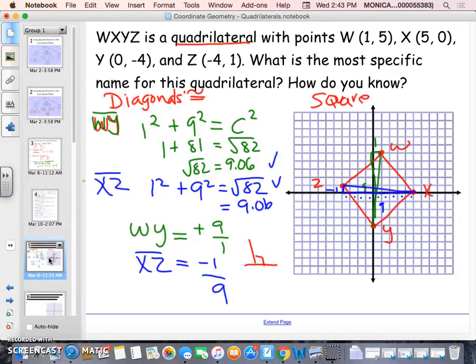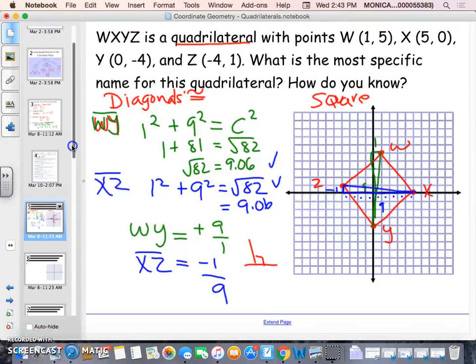Because the diagonals are both congruent and perpendicular to each other. If this were a rhombus, like I also initially thought, then my two diagonals would not be congruent. They would be perpendicular, but they would not be congruent. So I can do that to prove that it's a square.